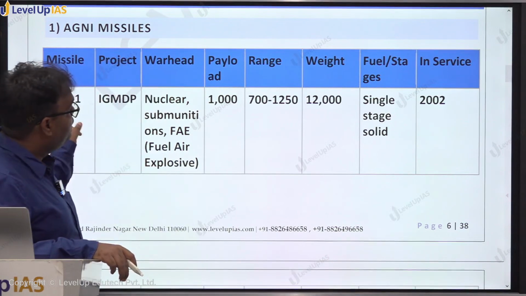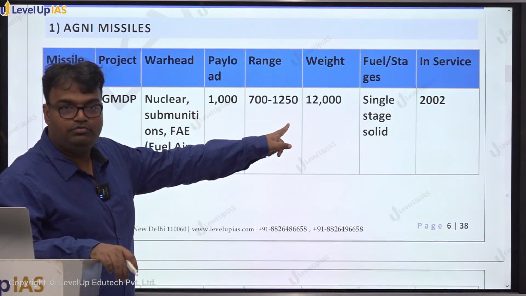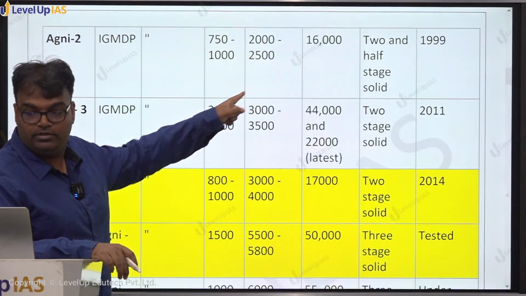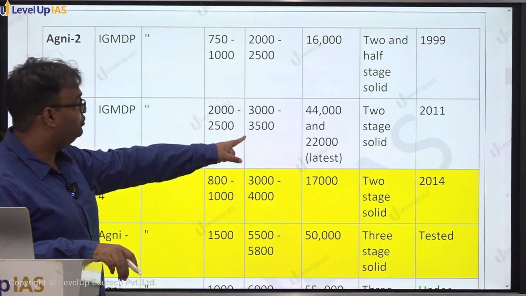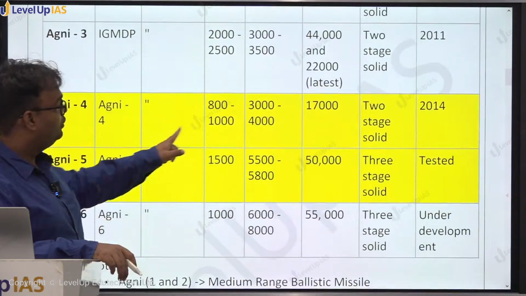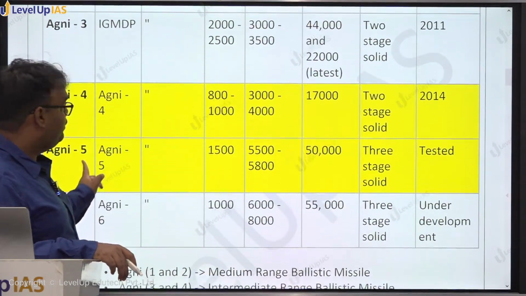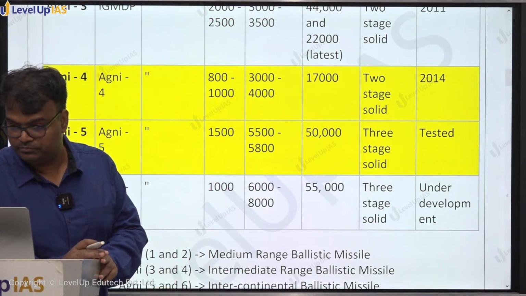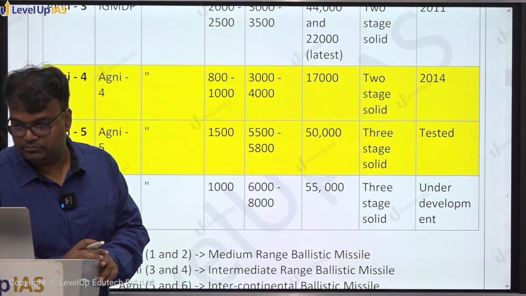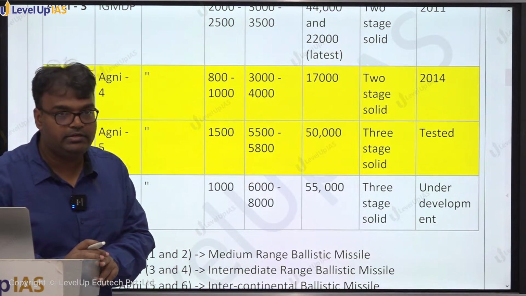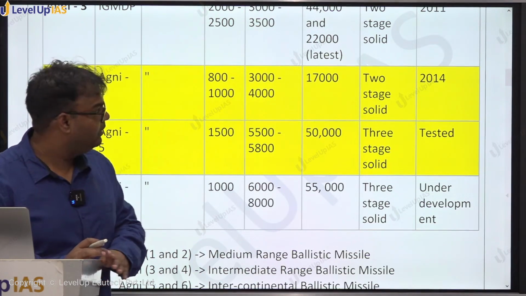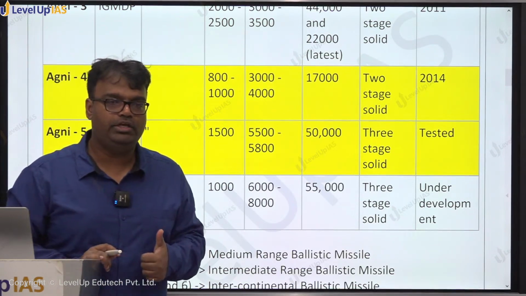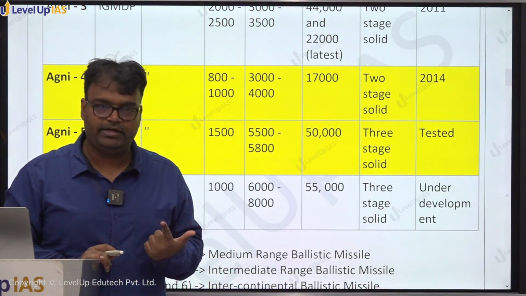See the ranges: Agni 1, 700 to 1250, Agni 2, 2000 to 2500, Agni 3, 3000 to 3500, Agni 4 till 4000, Agni 5 around 5000, Agni 6 around 6000. Did we understand? Are we getting this? Sure?